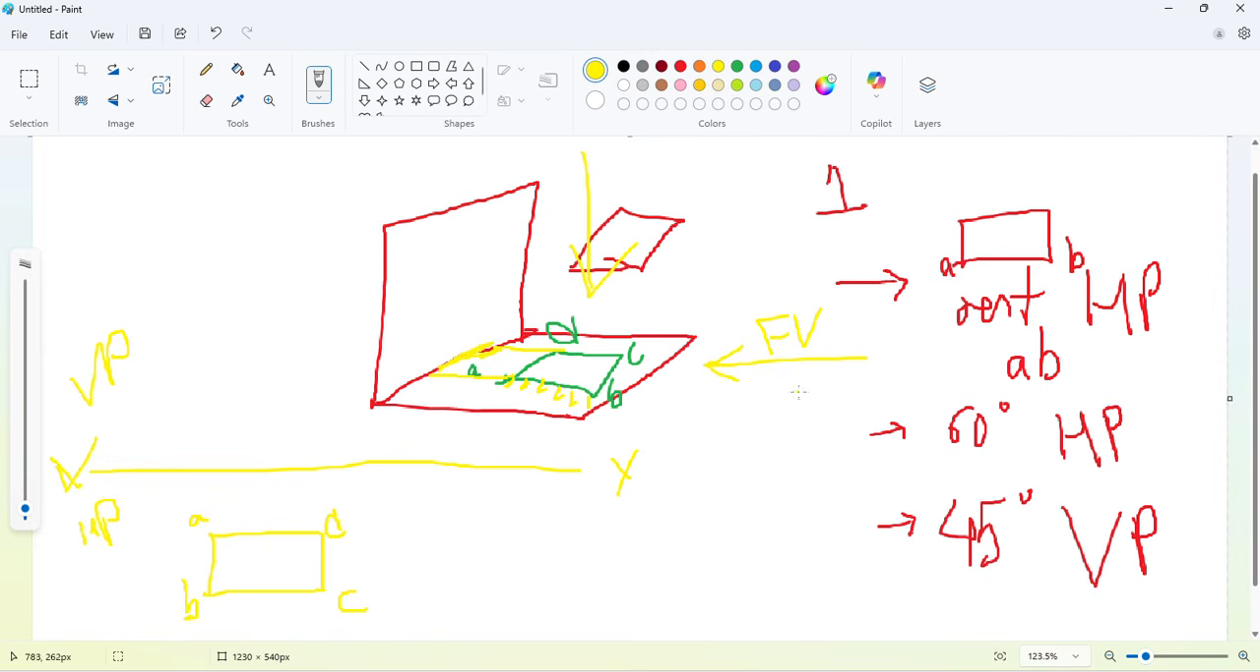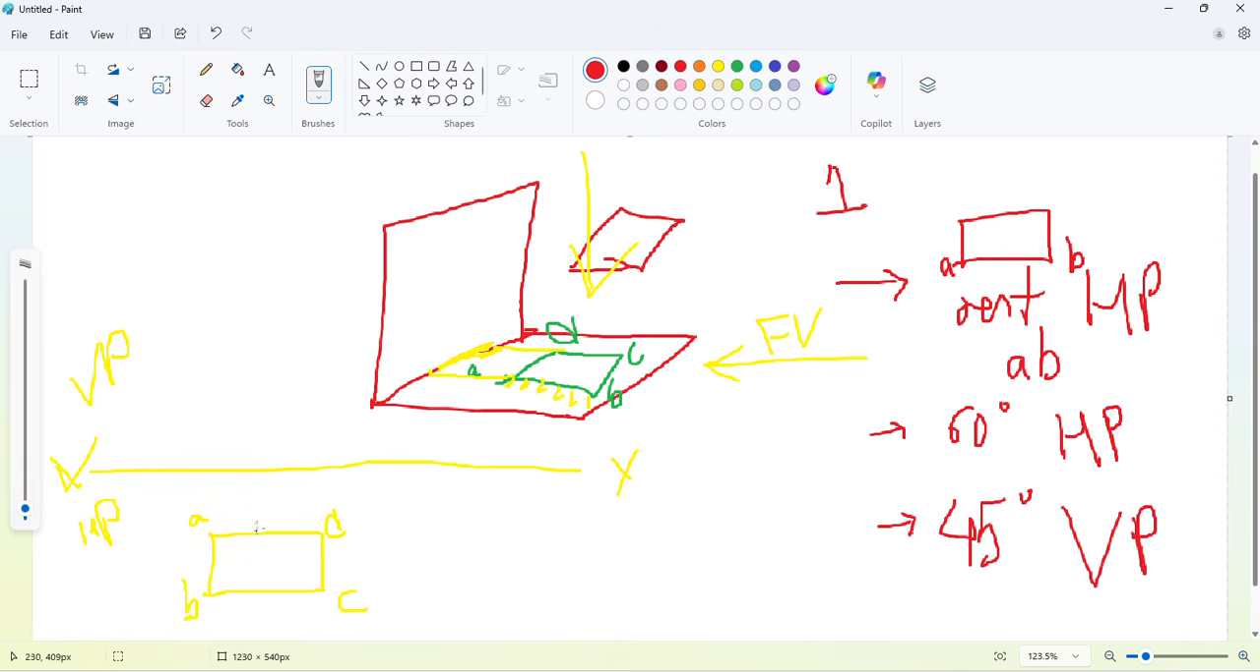From the front view, only the B corner is visible. A will come right behind it because it's a straight line. So here this edge will appear as a single point. From the front, we will see only a straight line which starts from point B and ends at C. The A point will appear just behind this B, and D will appear just behind C. So this is going to be the front view.